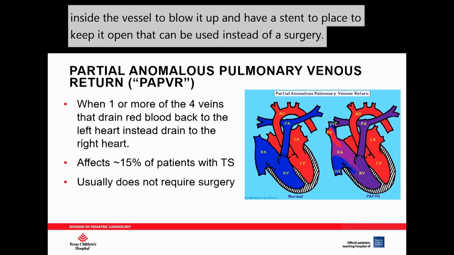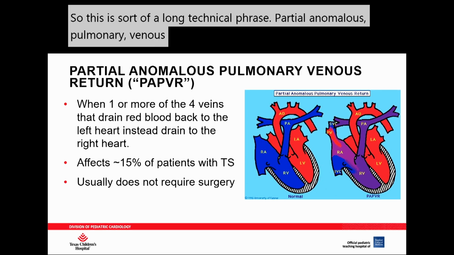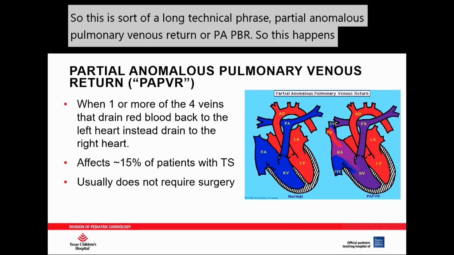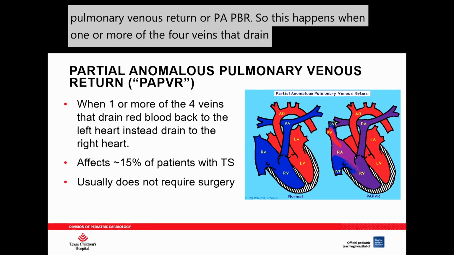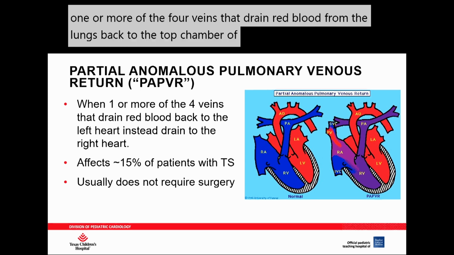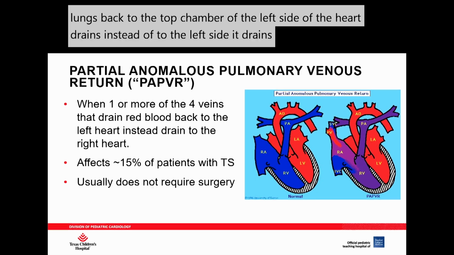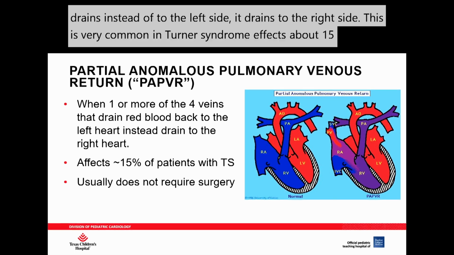So this is sort of a long technical phrase, partial anomalous pulmonary venous return, or PAPVR. This happens when one or more of the 4 veins that drain red blood from the lungs back to the top chamber of the left side of the heart drains instead of to the left side, it drains to the right side. This is very common in Turner syndrome. It affects about 15% of patients that we see.